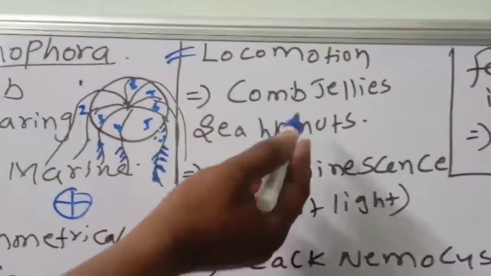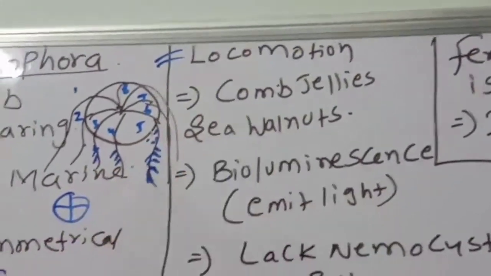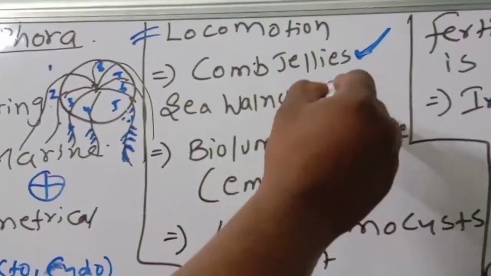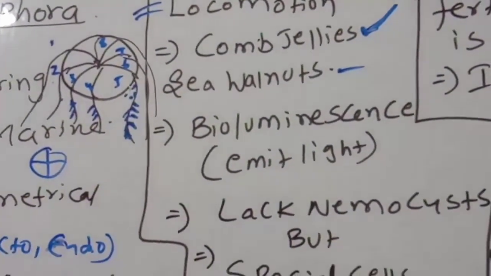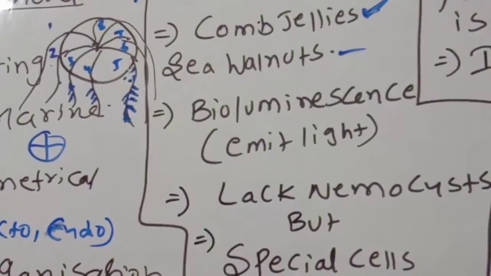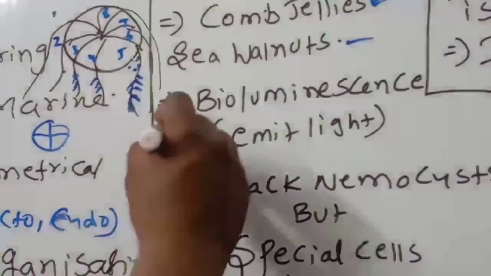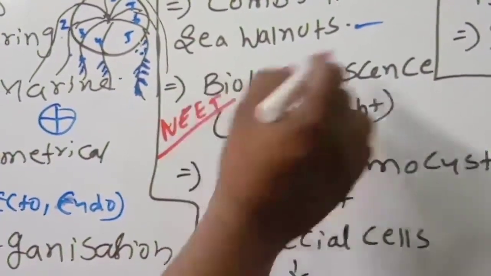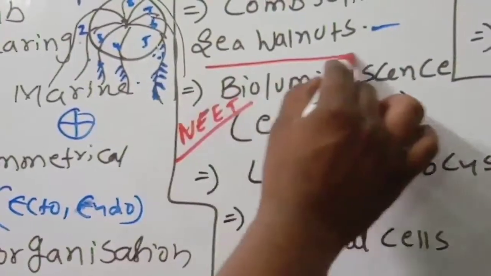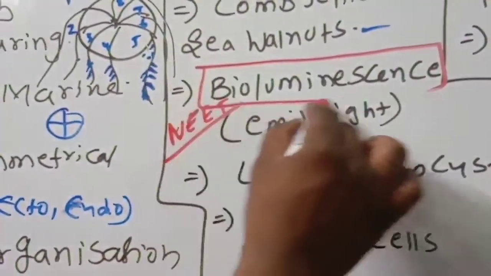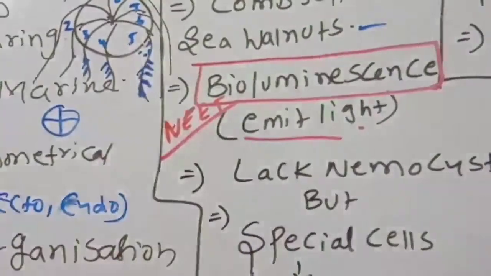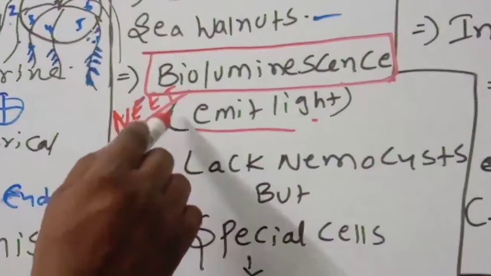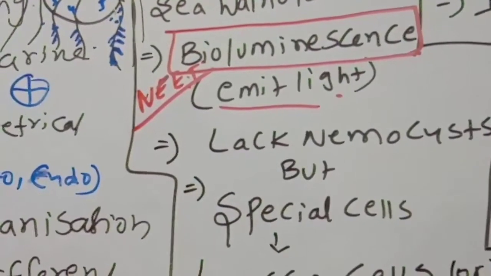These are the comb plates, that's why they are called comb jellies. Comb jellies are also called sea walnuts. Another important NEET bit, I am writing it here, this is the most important, children. Ctenophora perform bioluminescence. What is bioluminescence? They emit light. You know light insects are there or not? Same like that, in the oceans they emit light.